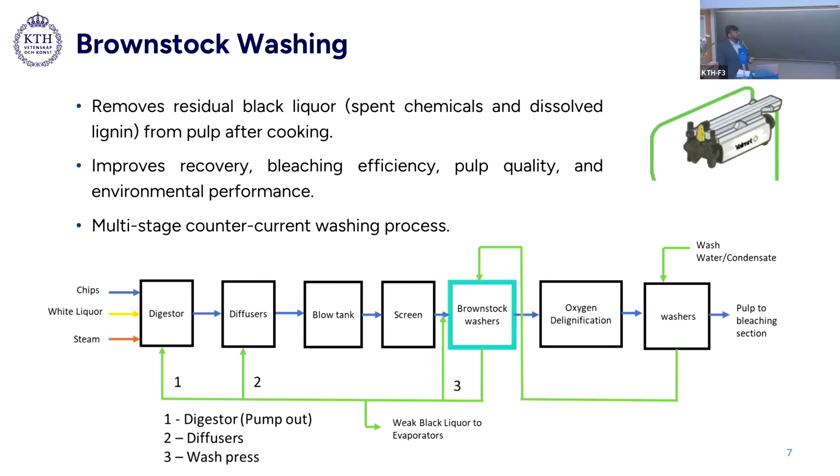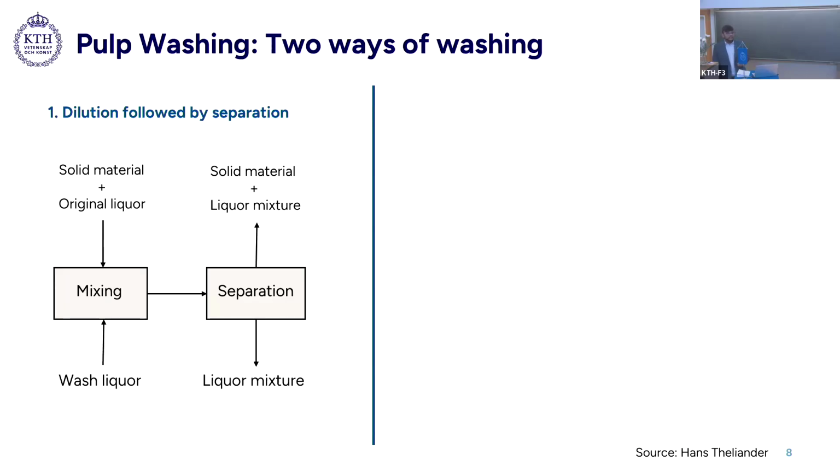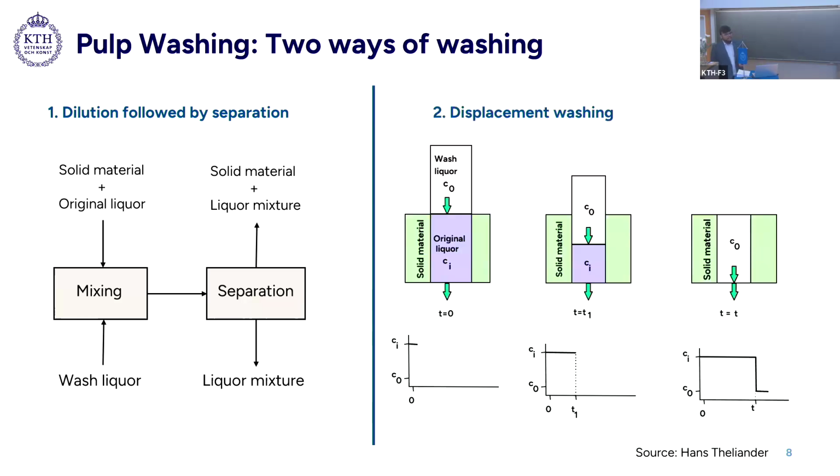It is also to be noted that in the mills which have an oxygen delignification stage, the liquor comes from it in order to wash the pulp in the Brownstock washing. Looking into the pulp washing, there are 2 ways of washing. One is dilution followed by separation, where the pulp along with the original liquor is mixed with the wash liquor, followed by a filtration or separation process. The other is displacement washing, where the original liquor is displaced with wash liquor over time in a piston-like movement.